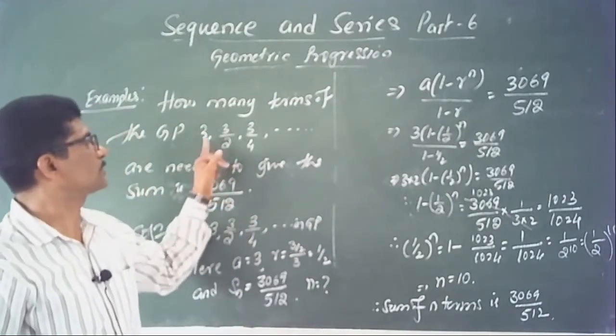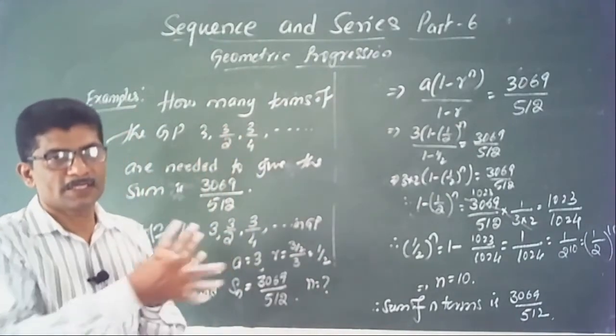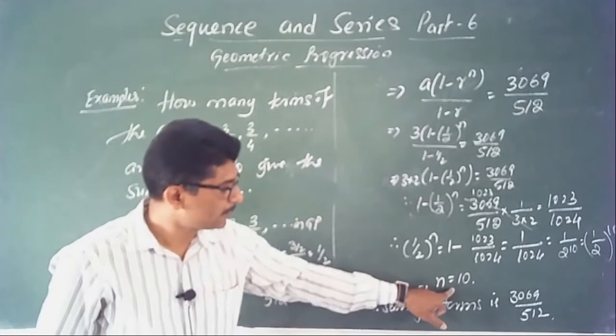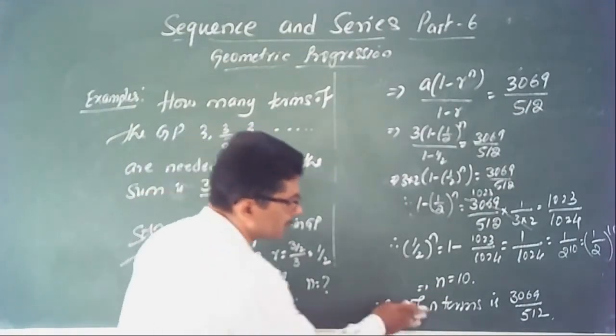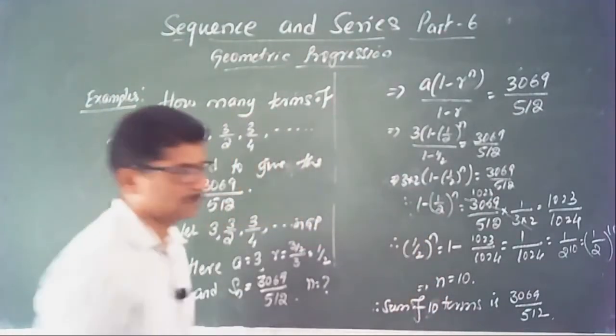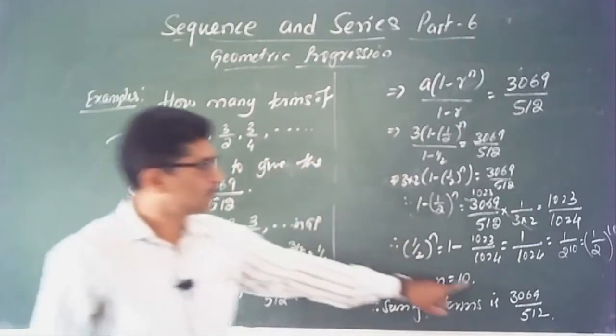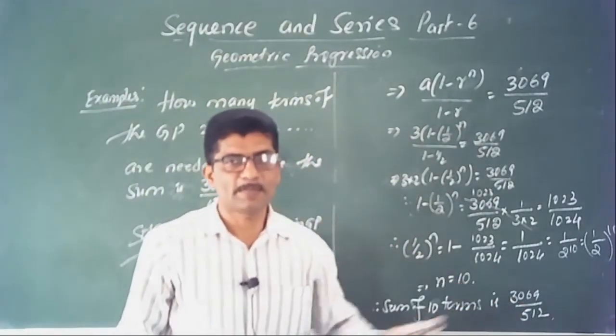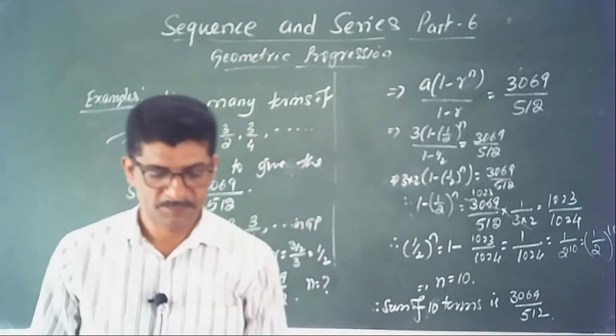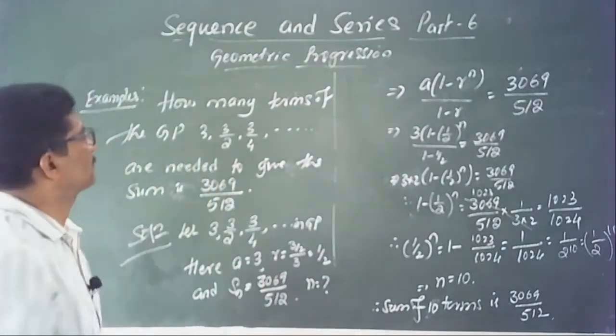In this progression 3, 3 by 2, 3 by 4 and so on, if we add 10 terms, the sum of n terms, n terms means 10 terms, is equal to 3069 divided by 512. The next example, a similar type of question.